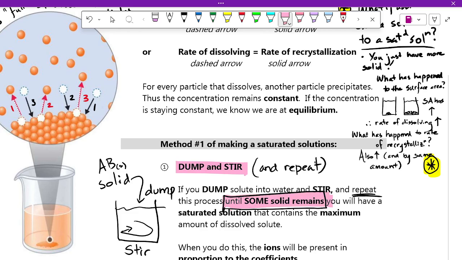At that point, you have hit the maximum concentration. You have a saturated solution. And your ions, where did they come from? They came from this compound. What's the ratio of A to B in that compound? 1 to 1. Your ions will be present proportional to the coefficients. For every one A, you will have one B, because A came from AB and B came from AB.